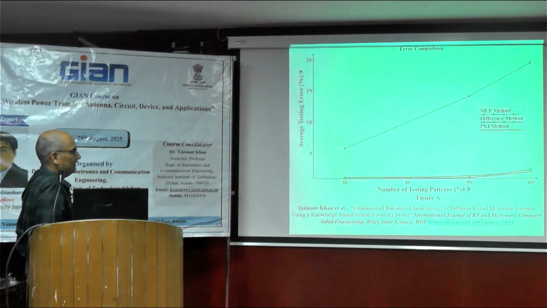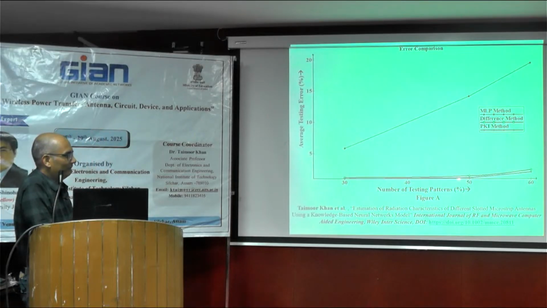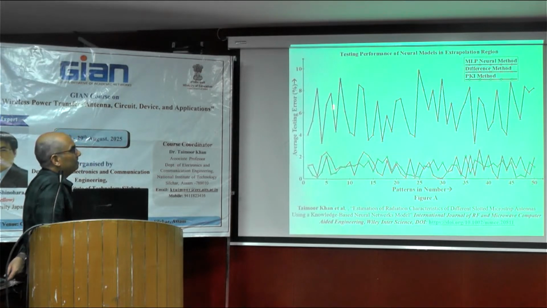For 30% testing patterns, the error is less when you make the testing patterns 40%. 40% testing patterns means 60% training patterns, and 50%, just see this one. Beyond that, it starts to increase again, so you need a trade-off on up to what level you can get the reduction in the error. Then the same for average testing errors, number of patterns versus that.